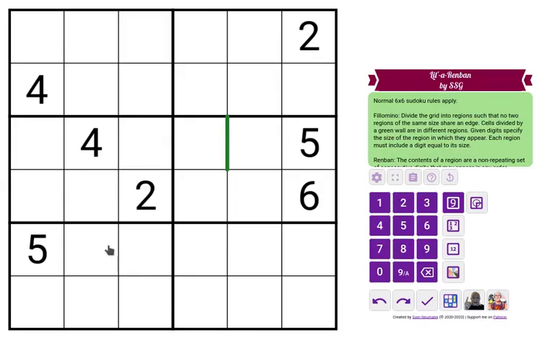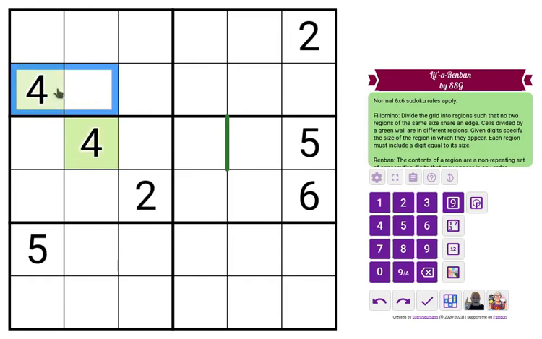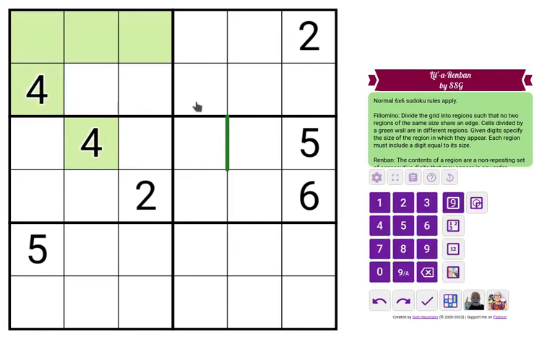I'm not too familiar with either Fillomino or Renban, so I might miss obvious things. One thing I know for Fillomino, first, these are forced. I will color these in green. So this four cannot go here, so it must go here. It cannot touch, so it must go here. And this four cannot go left nor up.